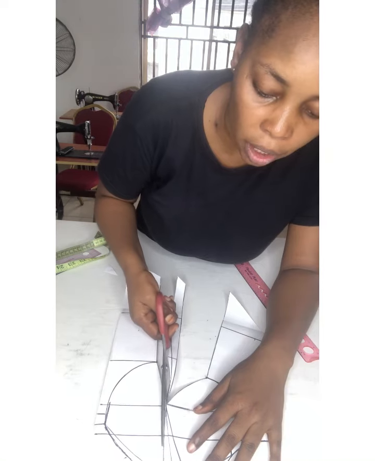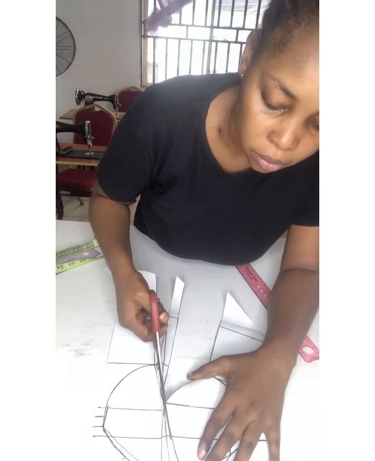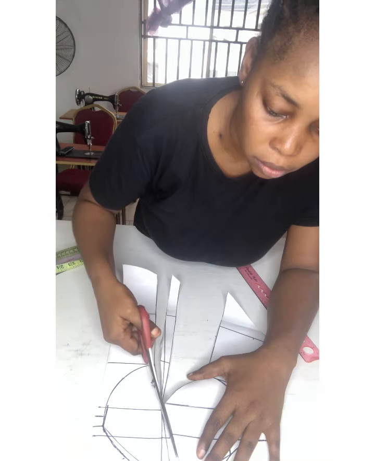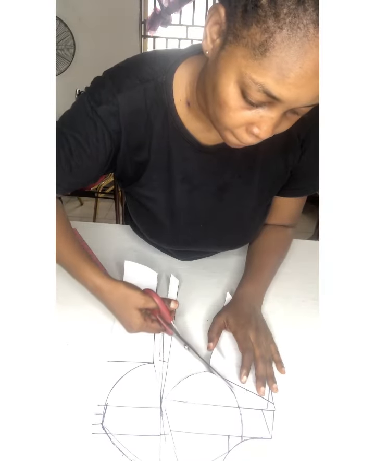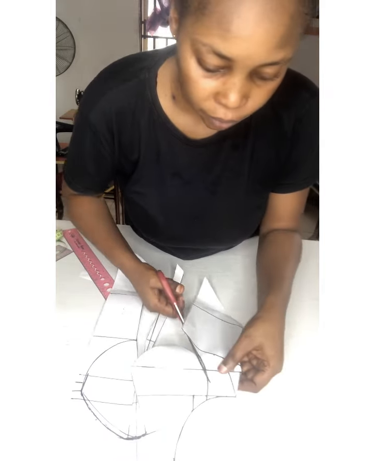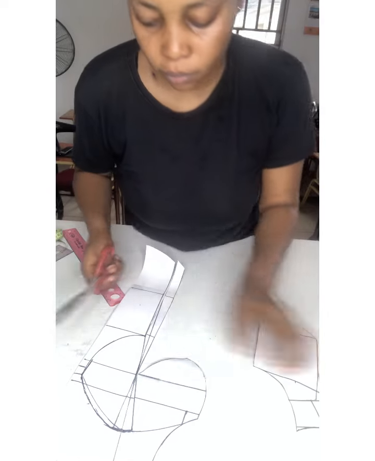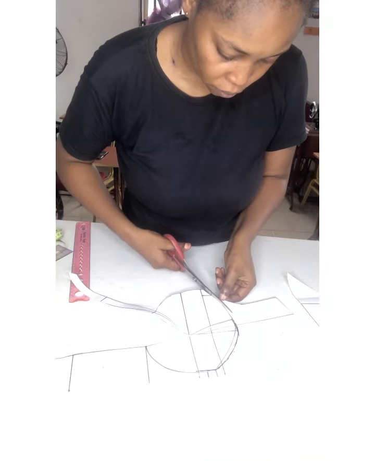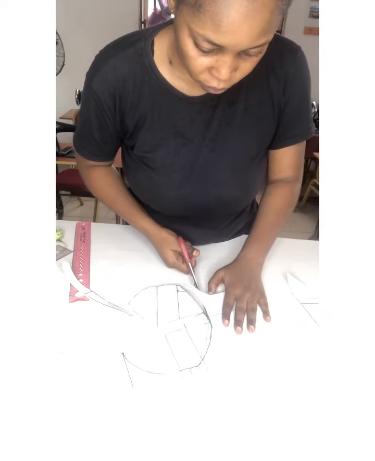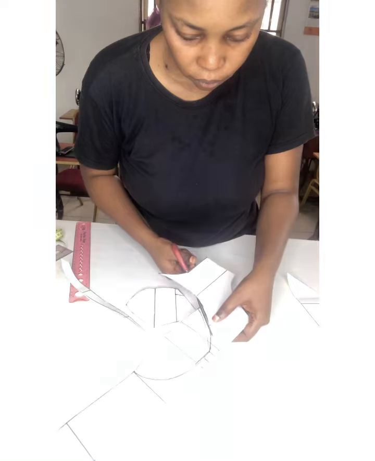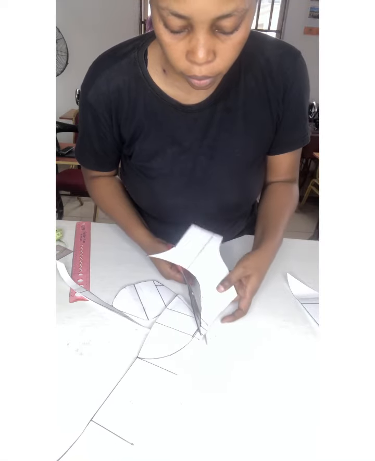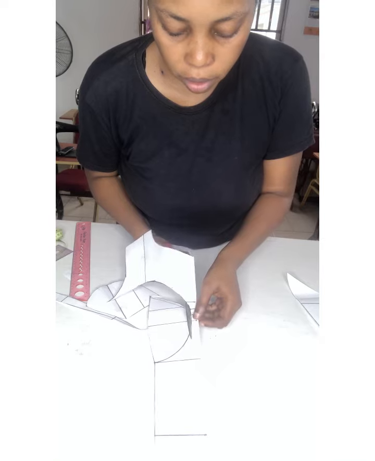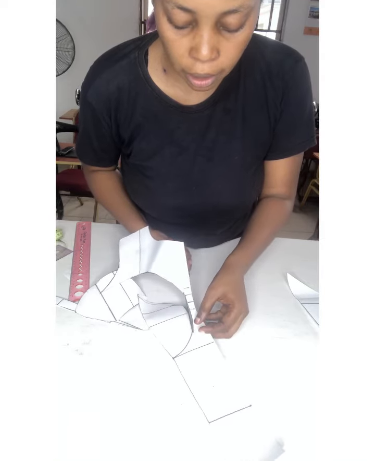Going to do this all the way to our over bust. I'm going to cut that out. And I'm going to cut out my core. See what I'm doing? I'm cutting out my cup. So now we are having our cups, our center front, our side front, and our yoke.